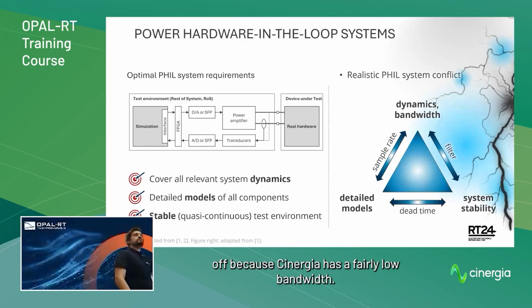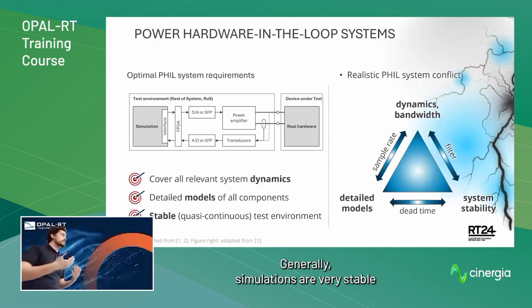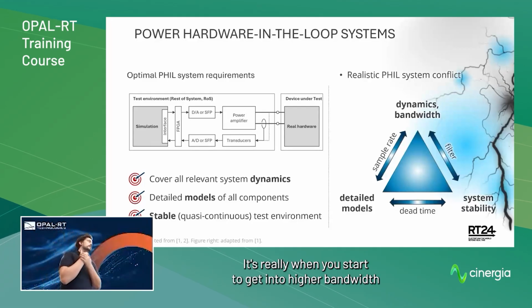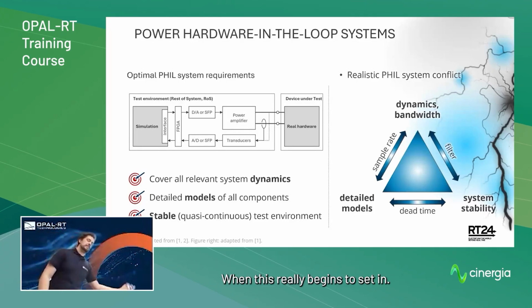But this is the trade-off. Because Cinergia has a fairly low bandwidth, it's only about 400 hertz, generally simulations are very stable with Cinergia because the bandwidth is not as high. It's really when you start to get into higher bandwidth simulations or very rapid dynamics that this really begins to set in.